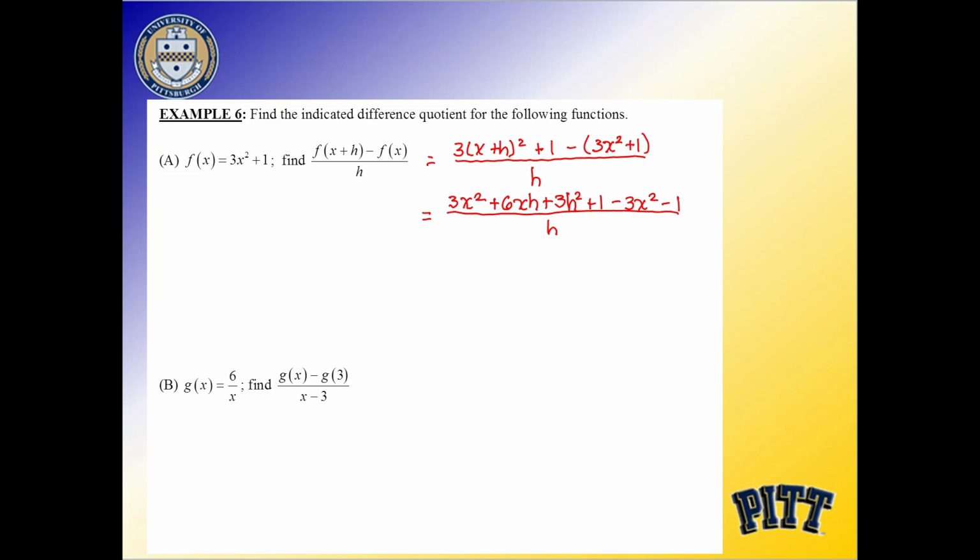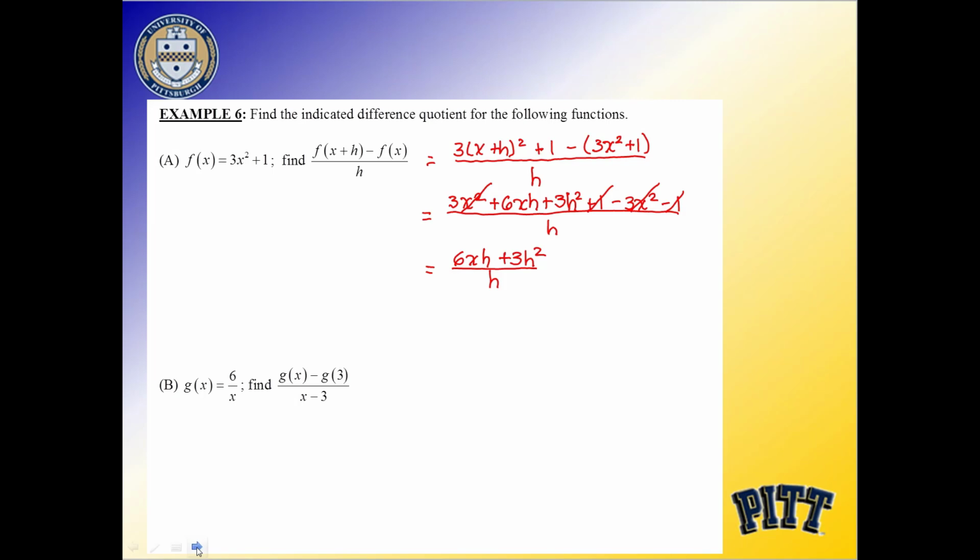For me to get that h on the bottom to cancel, everything on top has to have an h attached to it through multiplication. Right now I don't have that, but if I look at the things that don't have that h, like 3x squared, well, there's also a minus 3x squared, and those things cancel each other out. Another thing that doesn't have an h next to it is the plus 1. Well, I have a plus 1 and a minus 1, and those things cancel out. So basically anything that doesn't have an h attached to it is being canceled, and everything that's left has at least one h attached to it.